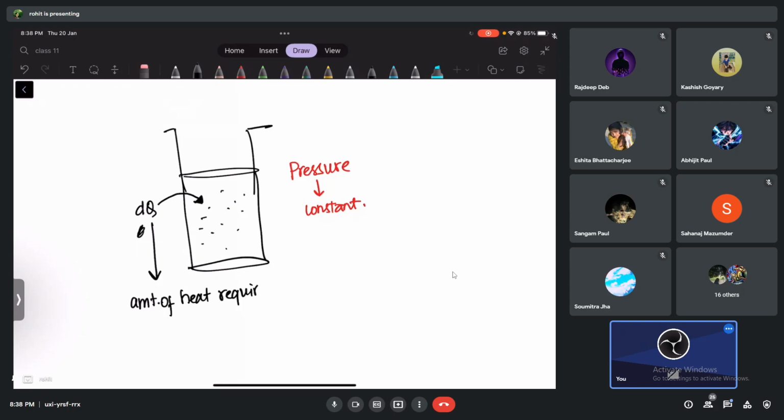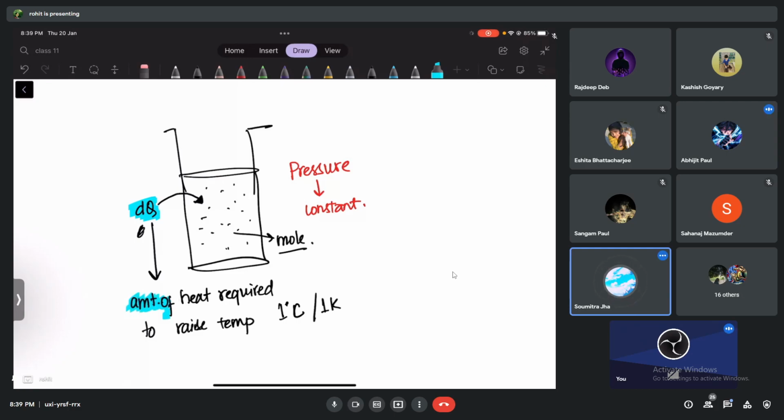It needs some heat. Amount of heat required to raise its temperature by, let's say, per degree Kelvin, per degree Celsius, or let's say by 1 Kelvin. Do you agree with what I wrote just now, guys? Per mole, I'm taking 1 mole of a gas. So per mole of a gas. Are you clear, guys? What is dQ? Amount of heat required.